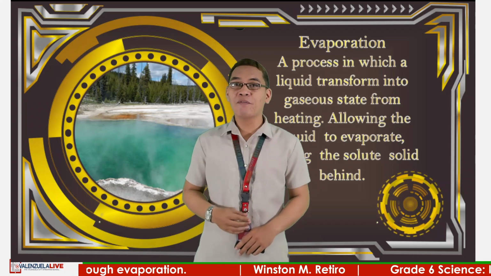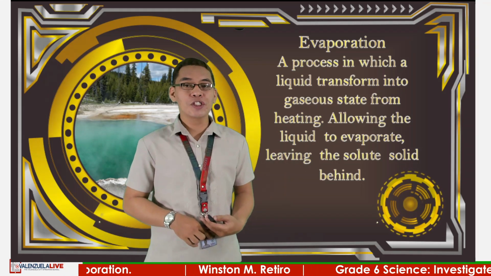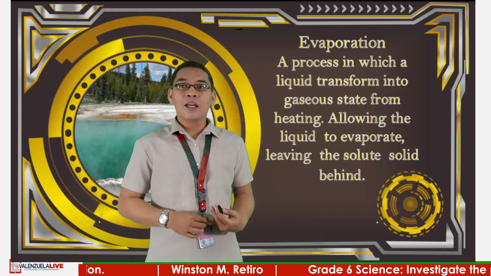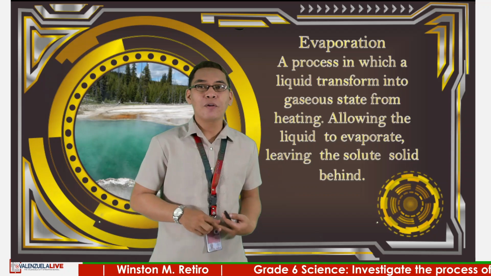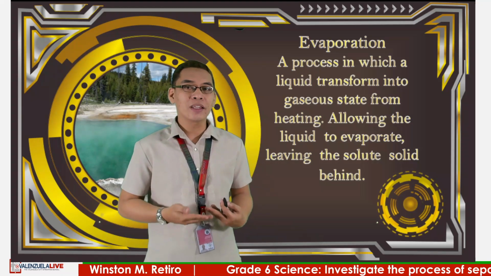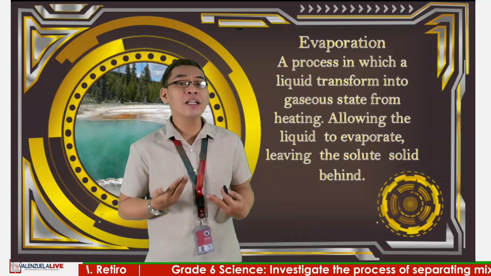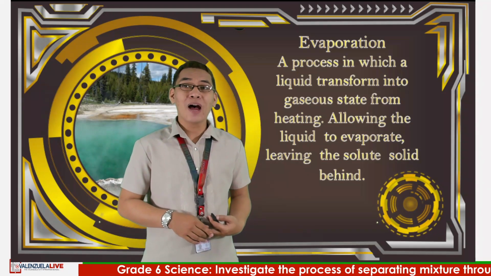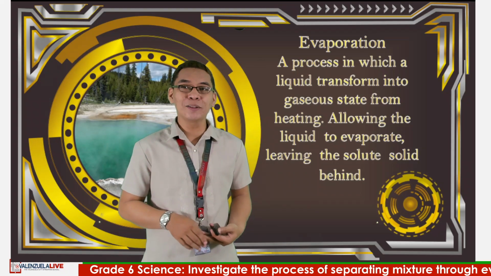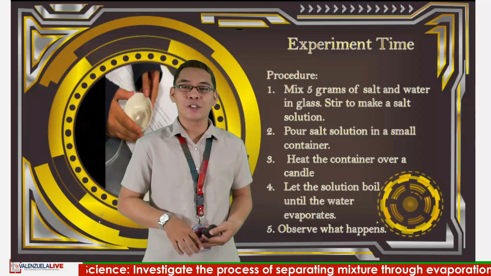Let's keep going. Our trivia shows the natural way of evaporation, which is another method in separating mixture. When we say evaporation, it is a process in which a liquid is transformed into gaseous state from heating, allowing the liquid to evaporate, leaving the solute solid behind. To understand further, let's do the experiment. We need to follow this procedure.